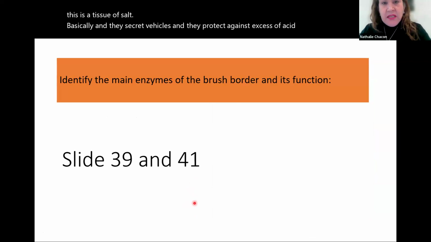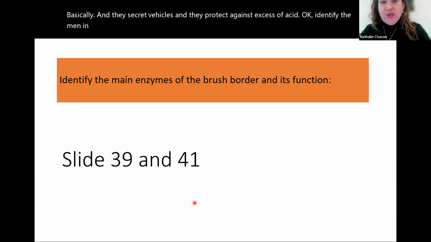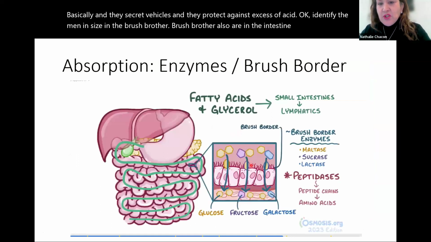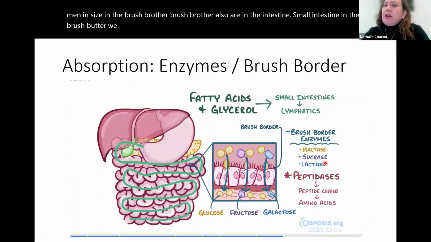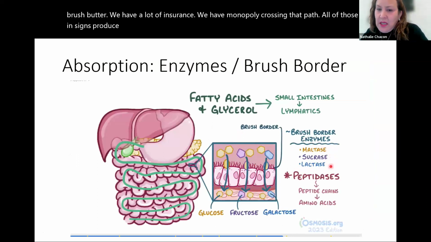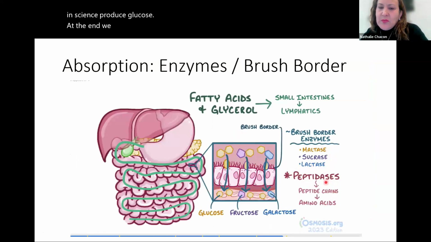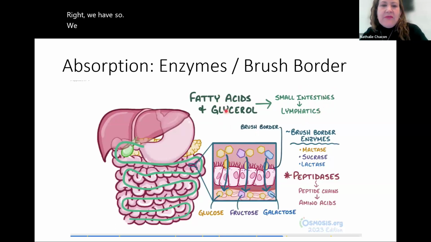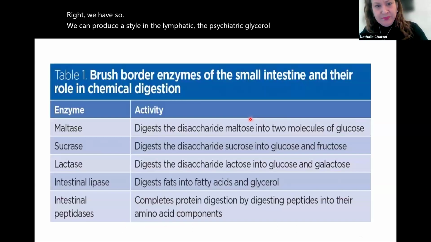Okay, identifying the main enzymes in the brush border. The brush border is also in the small intestine. In the brush border, we have a lot of enzymes. We have maltase, sucrase, and lactase. All of those enzymes produce glucose at the end. We have peptidases that produce amino acids from the protein, right? We can also produce, in the lymphatic, the fatty acids and glycerols that are absorbed there.